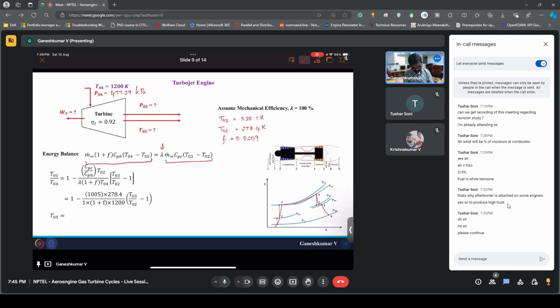let me quickly calculate, 278.4. So here the 1 is multiplied because the efficiency is 100%, and 1.0209 divided by 1200.